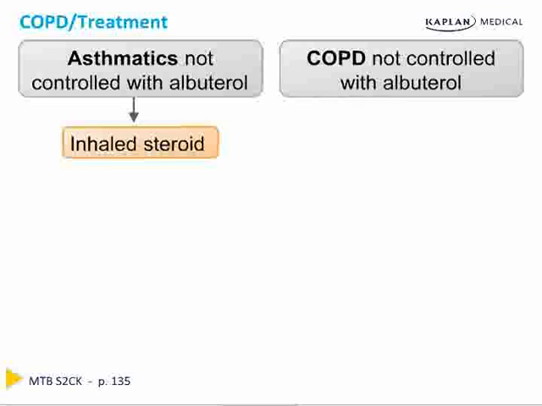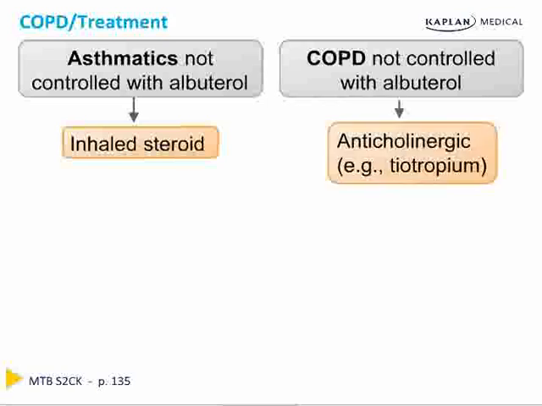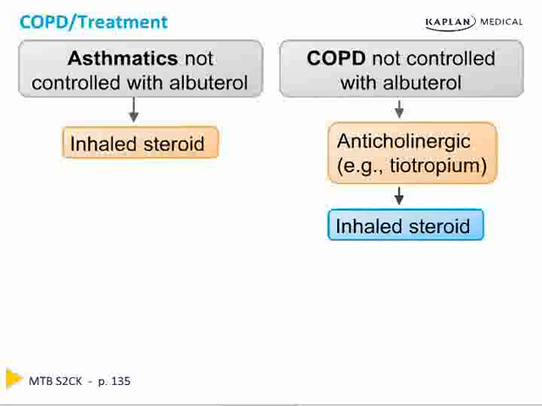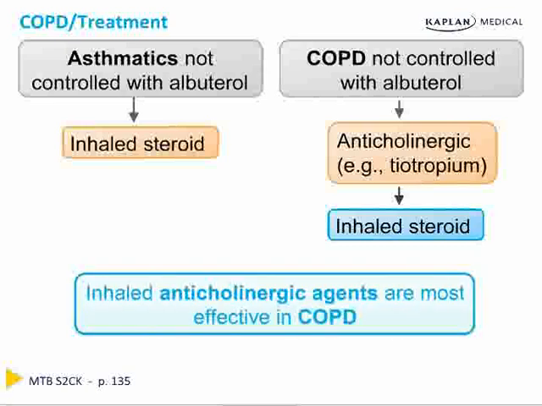In a patient with COPD who is not well controlled with albuterol alone, you're going to go ahead and add an anticholinergic agent such as tiotropium, a long-acting version of ipratropium. If that does not relieve the patient's symptoms with COPD, you then add an inhaled steroid. Inhaled anticholinergic agents are most effective in COPD, although as we said before, we do sometimes use them in asthma.